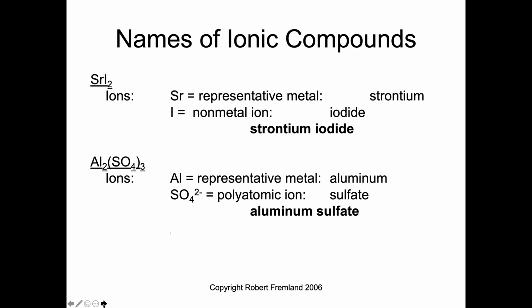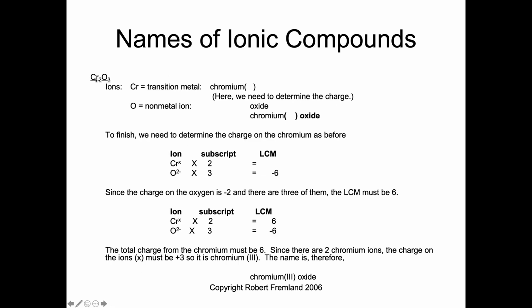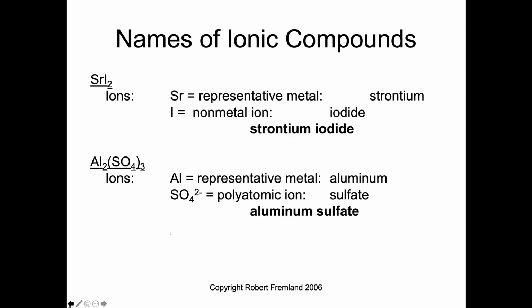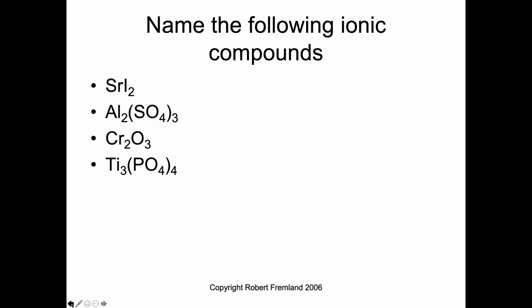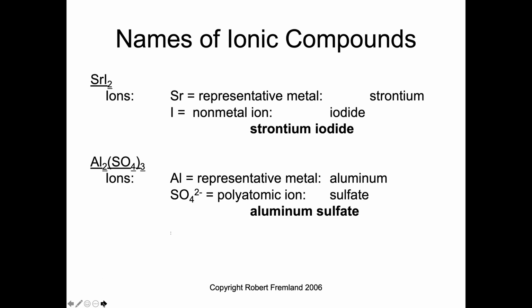Pretty simple. Now this one, Cr2O3. Cr is a transition metal. That means we need to come up with the charge. O is a nonmetal ion, negative, it's a -2 charge, so it's going to be called chromium something oxide. All right, so then we have to go through that process again. We know that oxygen's a -2, and there are 3 of them.